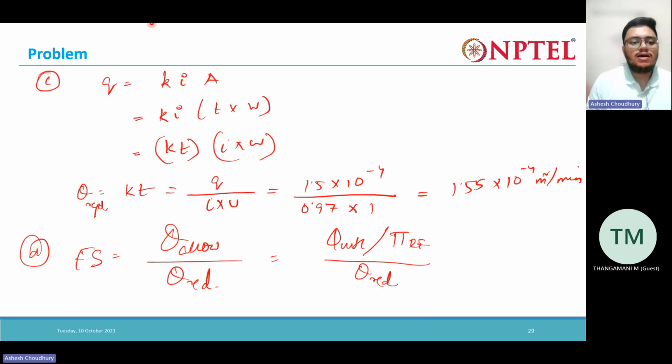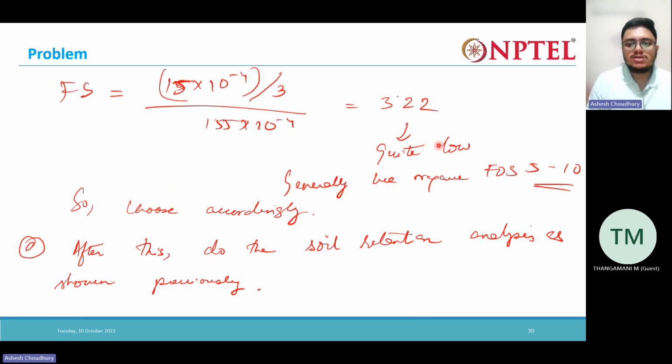Then we find out the required permittivity, which is theta required equals q by i into w. So 1.5, this one we found out by i. What is i? i is 0.97, and into 1, where 1 is the per meter width. So theta required we find out there. Finally, we find out the factor of safety: theta allowable by theta required, so ultimate divided by reduction factors, by required. All these values are given, we just put them in and find out the factor of safety. We got the factor of safety as 3.22.